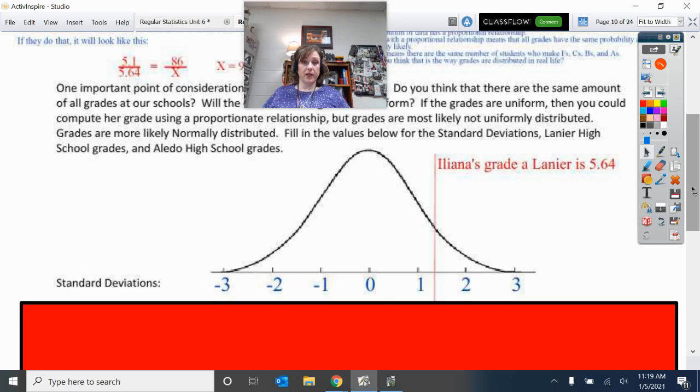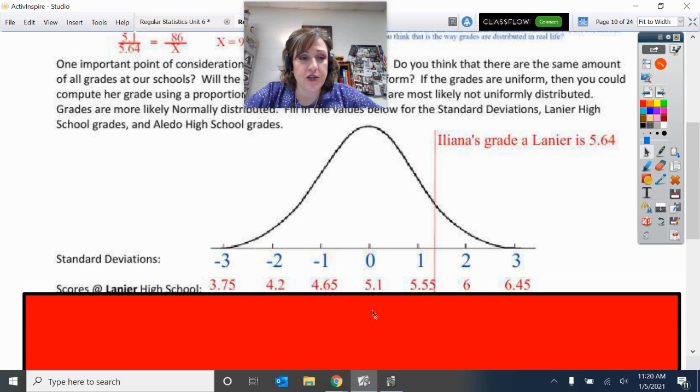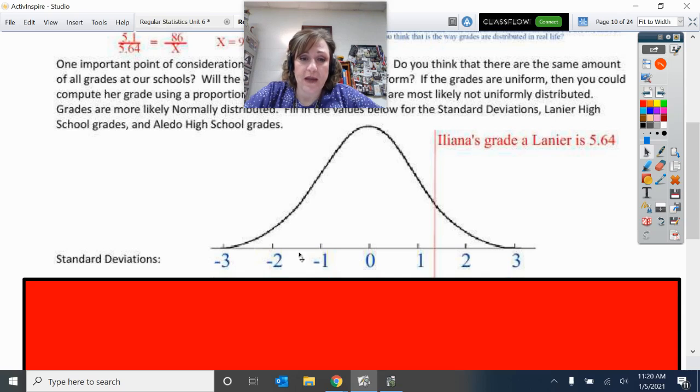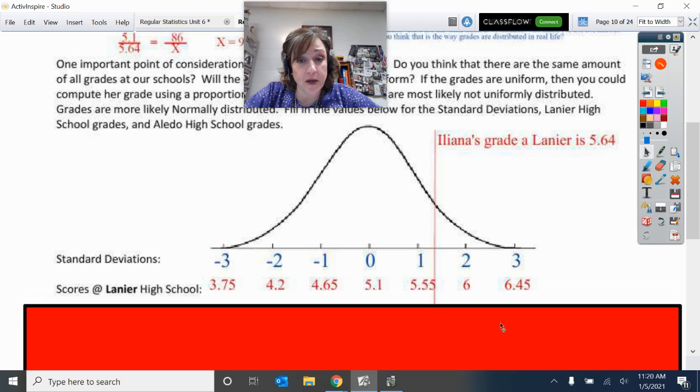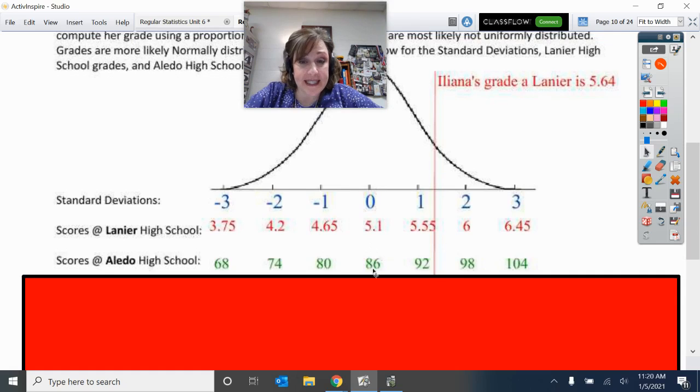That is what we sometimes instinctively want to do because math has taught us that for 12 years, but not if we want to do the same relative relationship at Lanier to Aledo. So let's set up this normal model. Here we go. There are our standard deviations. We had 1, 2, 3 below, 1, 2, 3 above. At Lanier, the average is 5.1 with a standard deviation of 0.45, so I added the 0.45 each time and subtracted the 0.45 each time. And at Aledo, our average was 86 with a standard deviation of 6, so I added 6 each time and subtracted 6 each time. That's how I got the distribution of the scores at Aledo.